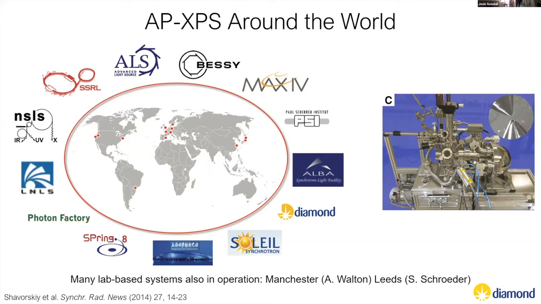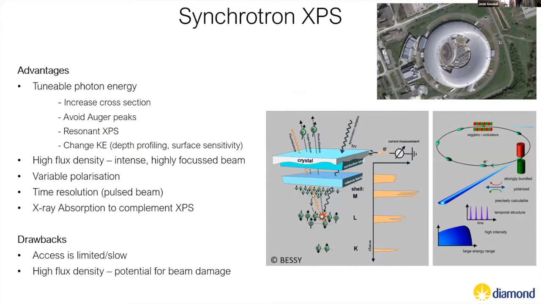So, very accessible. Okay, why might we want to do the same for some of this? Main advantage is a tunable photon energy. So we can pick our photon energy. We can increase the cross section if we want to increase our signal. We can avoid Auger peaks. So sometimes in life, with your fixed photon energies, you can't avoid it. You've got an Auger peak sitting underneath your XPS peak. And with the synchrotron, you can shift it from UV, move it out of the way, makes your fitting a lot easier.